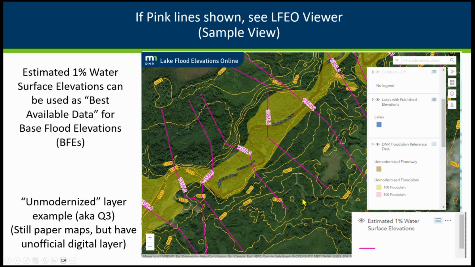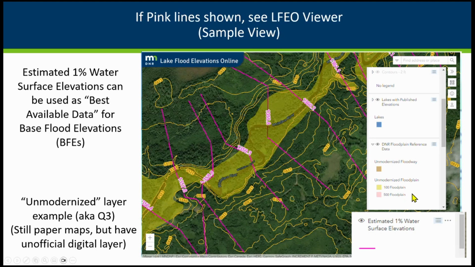We do have parts of the state, as Doug mentioned, that still have the paper maps. If we have paper maps, most of the counties that have paper maps, we have an unofficial layer that shows the floodplain, and still could be very helpful.